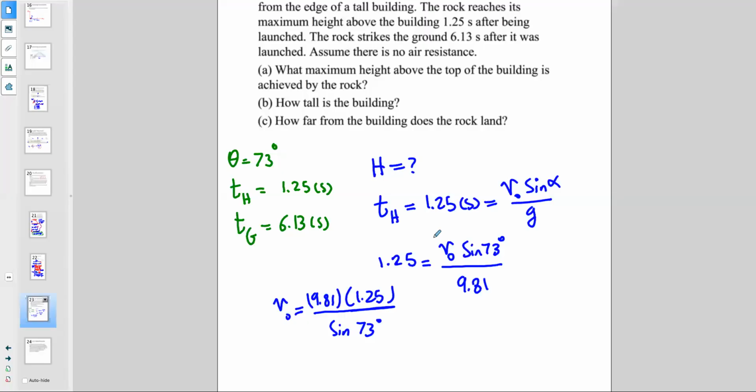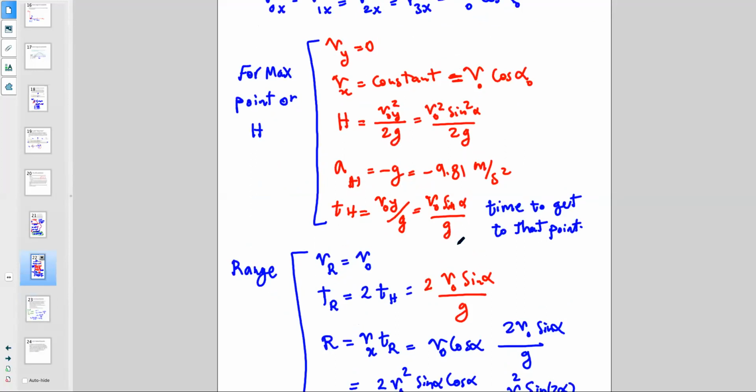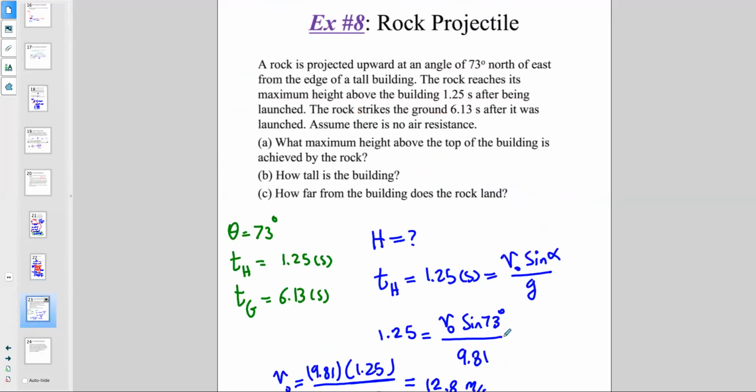Okay, if you calculate that and put that in your calculator, you'll get 12.8 meters per second as your initial velocity. Now what we're actually looking for is the height of that point, and I know the formula for it. The height is V0 squared sine squared over 2g.